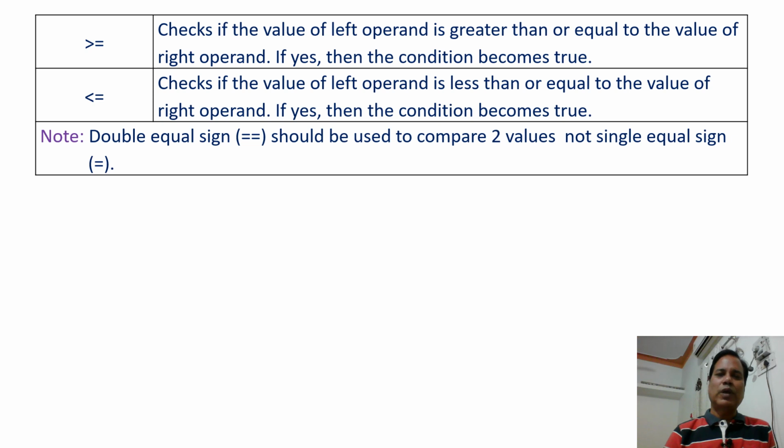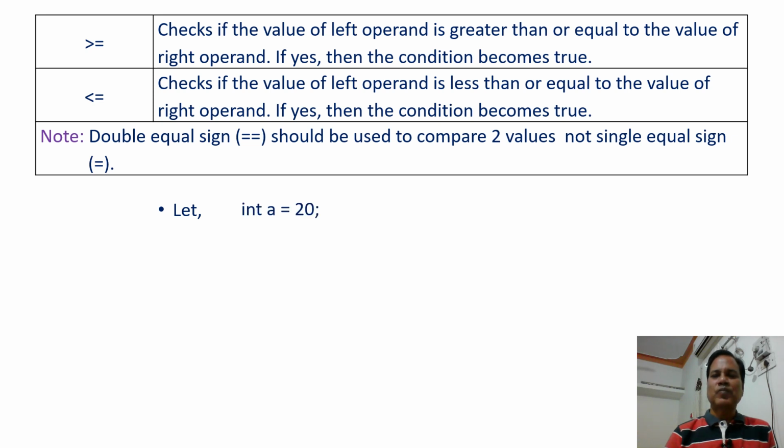Note: the double equal sign should be used to compare two values, not the single equal sign, because the single equal sign is used for the assignment operator.